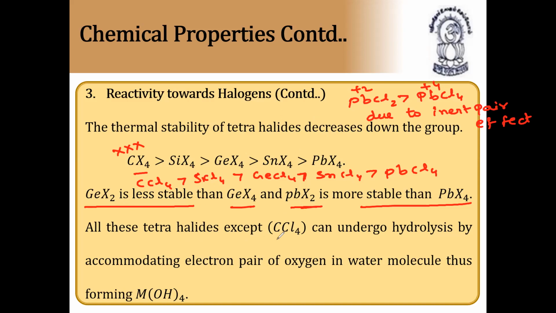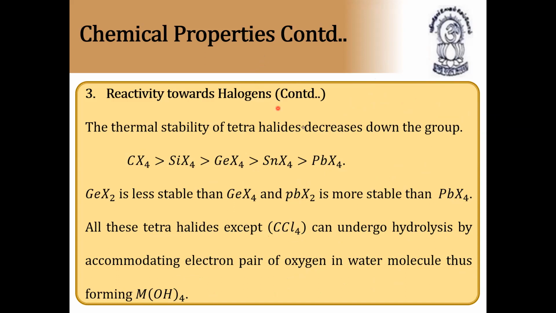And all these tetrahalides except CCl4 can undergo hydrolysis by accommodating an electron pair of oxygen from water molecules, thus forming M(OH)4 type. So tetrahalides like PbCl4 on hydrolysis form Pb(OH)4, lead hydroxide. So these are the oxidation states and reactivity towards halogens.